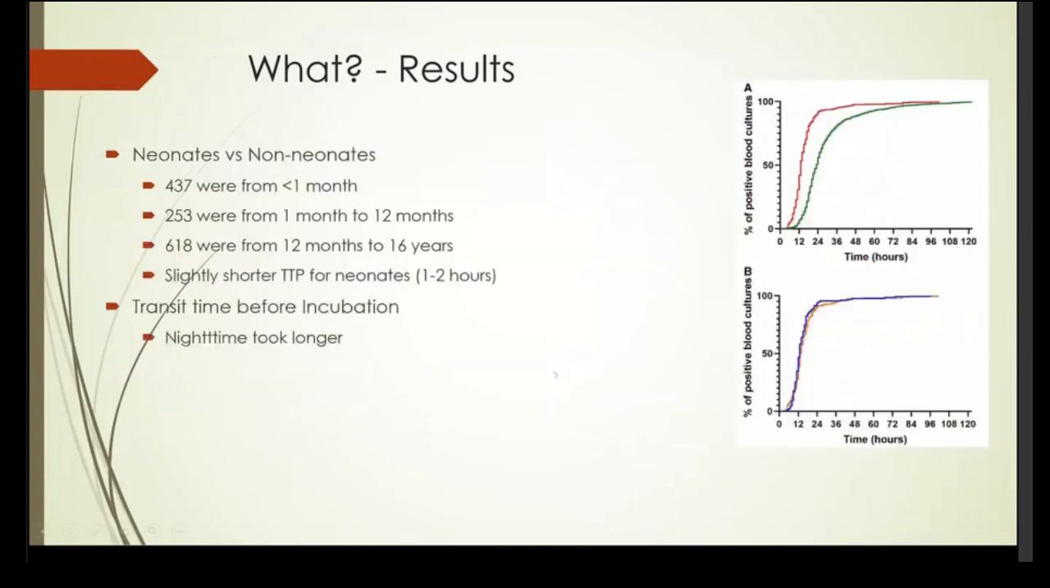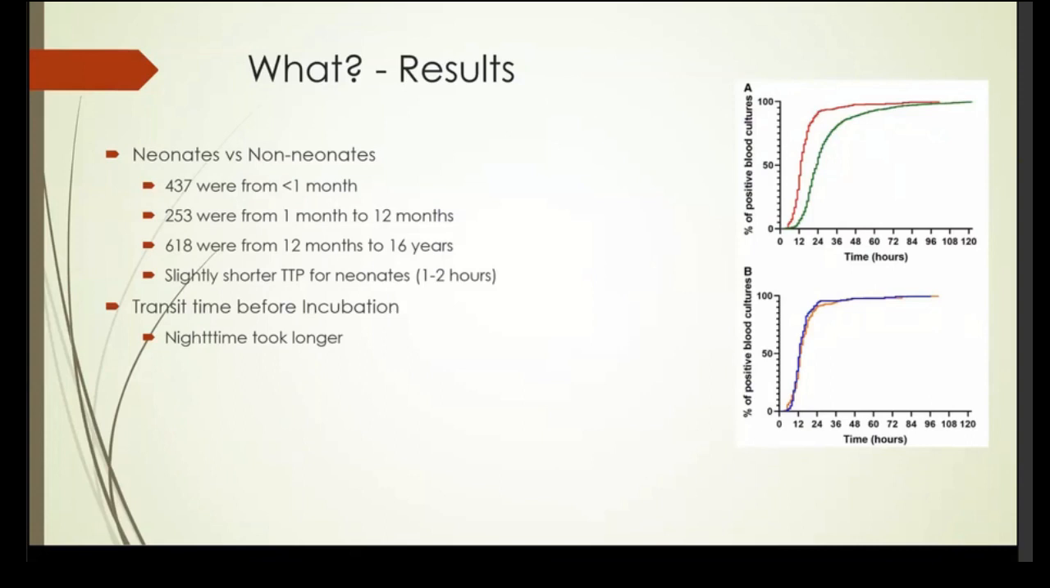Other results include the neonate versus non-neonate. And back to that Kaplan-Meier curve, it showed the time to positivity of neonates versus the rest of the population. And they're virtually identical. So based on this and previous studies which showed that significant bacteremia in neonates could be excluded closer to 36 hours, we might be able to infer that something similar might happen in the older population.